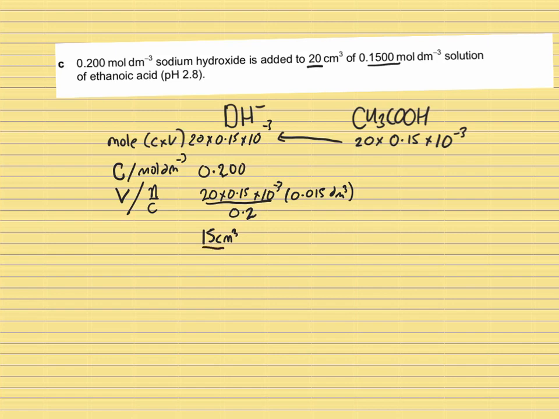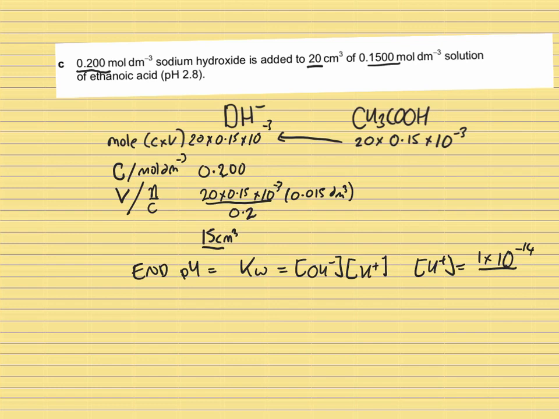What about pH? Well, we know we're going to have sodium hydroxide in excess at the end. So the end pH, we need to use Kw is equal to the hydroxide ion times the hydrogen ion concentration. And rearranging that, hydrogen ion concentration is equal to 1 times 10 to the minus 14 all over the hydroxide ion concentration, which is 0.2. Converting that to pH, taking the minus logs, the end pH is equal to the minus log 5 times 10 to the minus 13, and that comes out at 13.3.